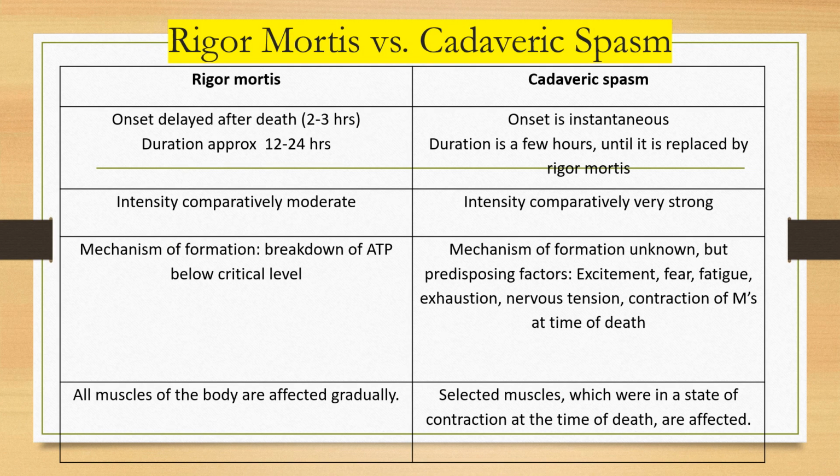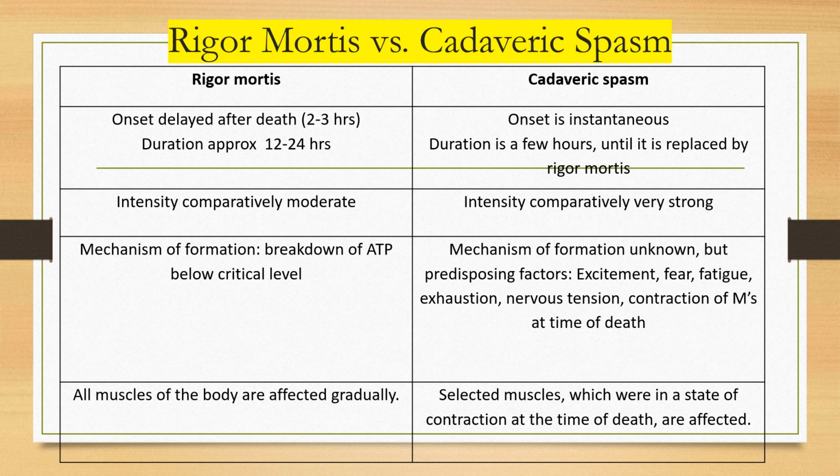Medico-legal importance: as we know, cause of death and time of death can be determined. Onset is delayed in case of rigor mortis because primary relaxation is there initially for 2 to 3 hours, and duration is approximately 12 to 24 hours. However, cadaveric spasm is instantaneous, develops in a few hours and remains for a few hours until it is replaced by rigor mortis. In rigor mortis the intensity is comparatively moderate, and here it is strong.